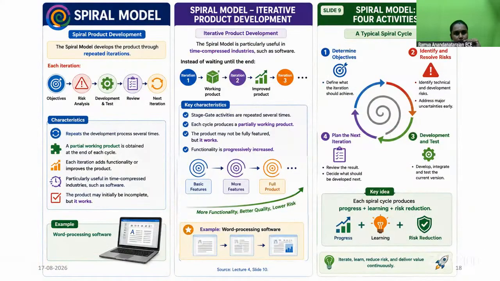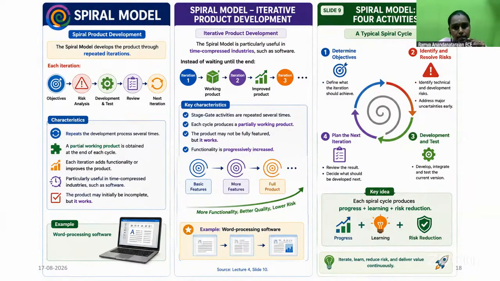So moving on to the spiral model, a spiral product method. Spiral product means you're going to do this in a cyclic manner. That is, you determine the objectives, then you go for solutions for this, then you develop and test it. After that, you plan the next iteration. This is going to happen in a cyclic manner, that is iteration 1, iteration 2, and so on.